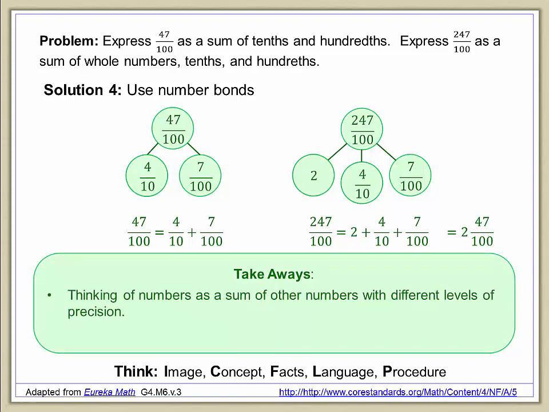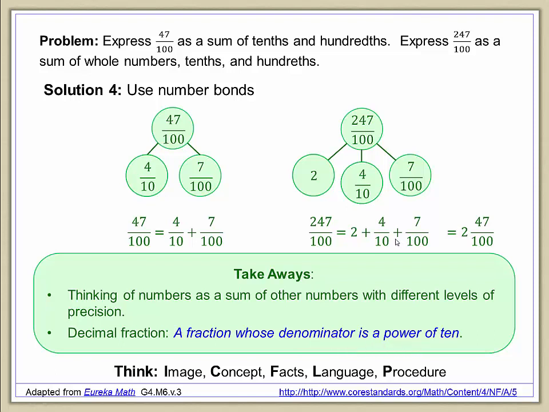First, to be thinking of numbers as a sum of other numbers that have different levels of precision, and specifically thinking of them as the sum of fractions which have powers of 10 as their denominators. And we have a special name for those fractions. They're called decimal fractions. They're very connected to the decimal notation where we use a decimal point. But a decimal fraction is a fraction whose denominator is a power of 10.